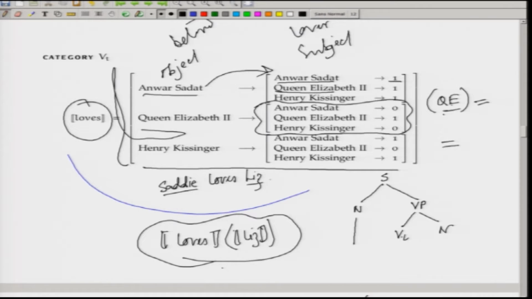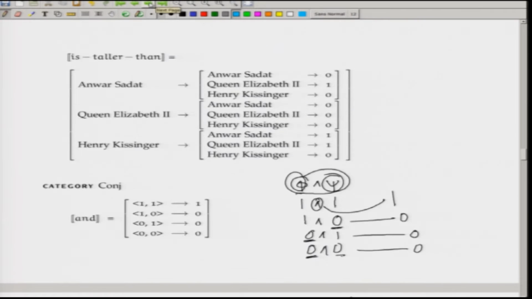So, the result of this will basically be another function. What is it? It will be this function where a s is mapped to 0 and q e is mapped to 1. Remember, q e is an abbreviation for Queen Elizabeth II, and Henry Kissinger is abbreviated as HK, mapped to 0. This is the function we now have to carry to our page where we are doing our computation.